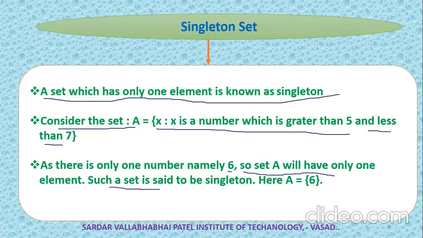Such a set is said to be a singleton. So we denote A equals the curly bracket with only 6. So this one is a singleton set. Singleton means only one element. So again, the definition of the singleton set is: a set which has only one element is known as a singleton.